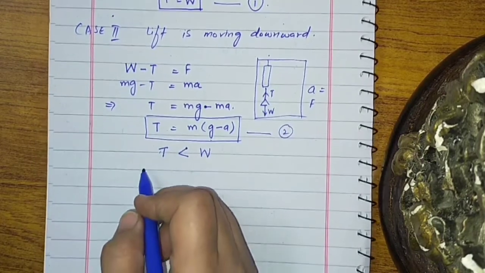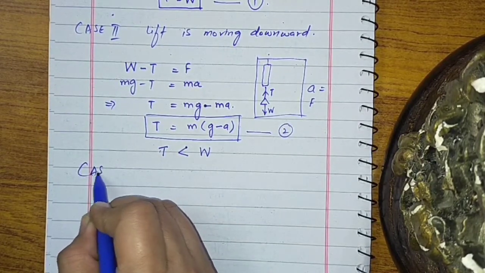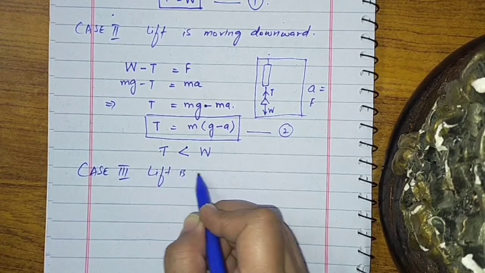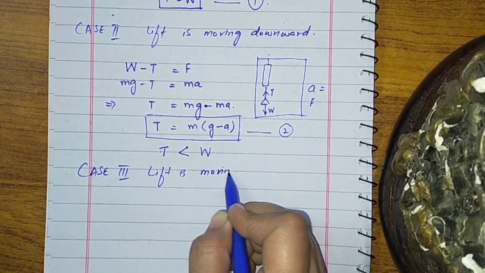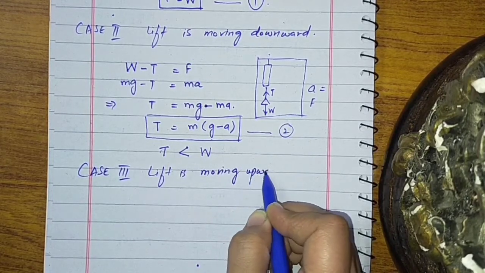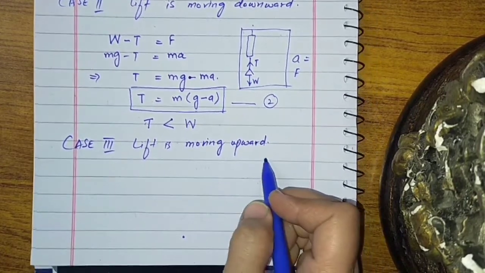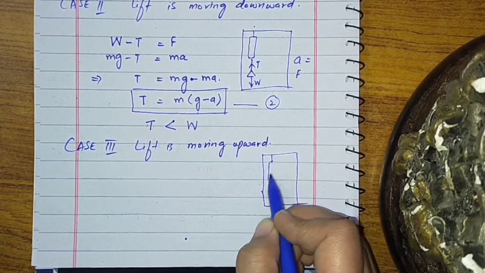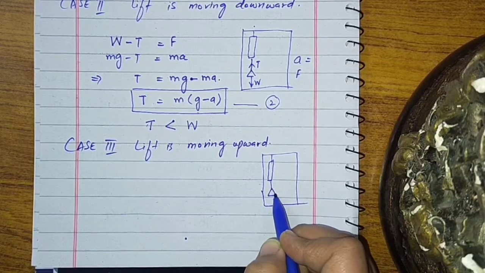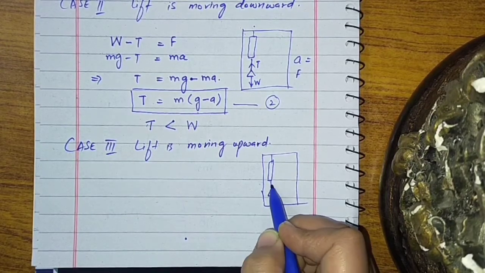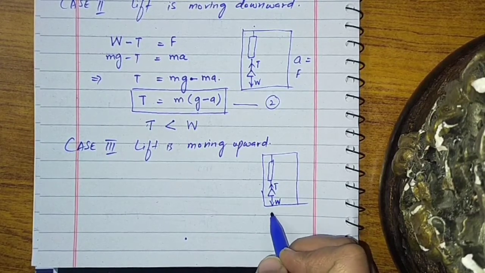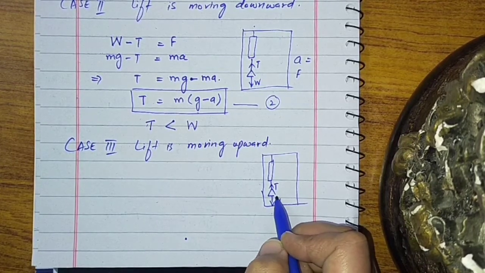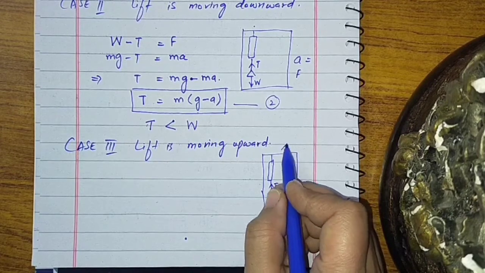Now there is case 3. Case 3 says that the lift is moving upward. So if the lift is moving upward, here again the case is the same: we have a spring balance and a body is attached over here, weight is acting vertically downward, tension is in the upward direction, and the spring balance is measuring the weight of the body, and the whole lift is moving in the upward direction.